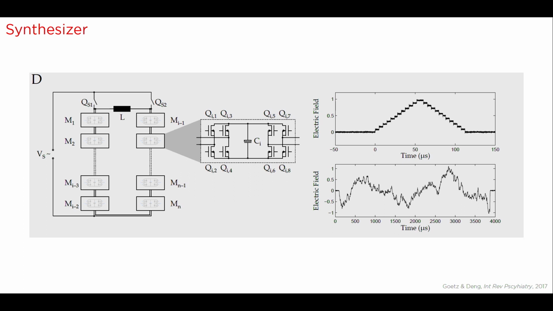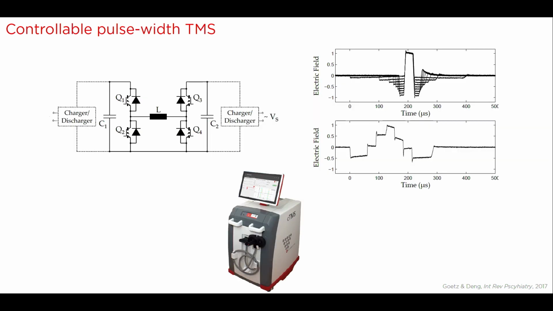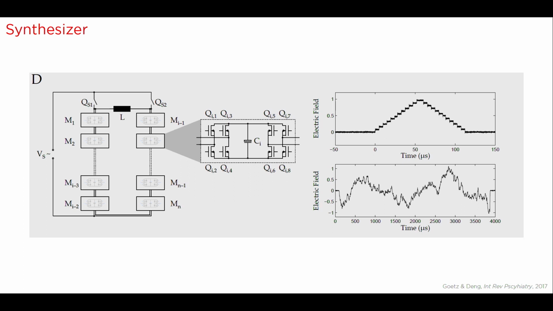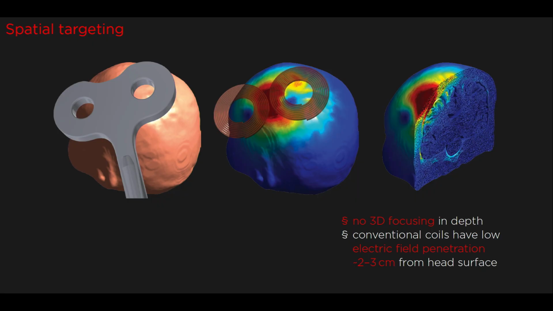Another up-and-coming technology is the so-called synthesizer. It's a similar concept to the controllable pulse width TMS device, but using modular design to achieve very fine control over the voltage and electric field waveform. And one can produce an arbitrary electric field waveform using this kind of new design. And this is also being implemented at Duke University by Stefan Goetz. So those are some of the devices that can generate the temporal waveform of TMS.